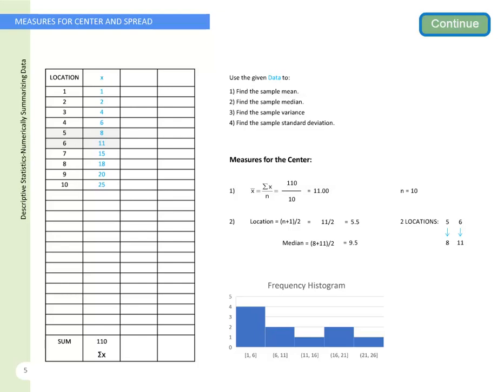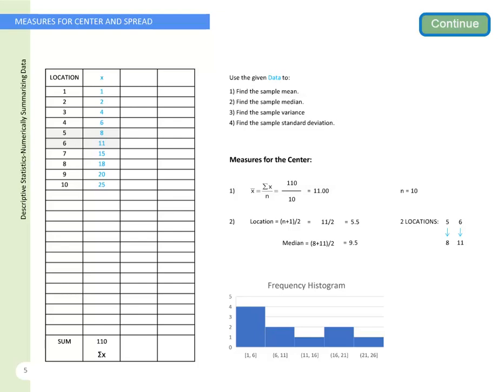The data on the table represents the number of hours dedicated to prepare for the final exam from a random group of 10 statistics students. The mean is used to measure the center of a distribution when the distribution is symmetric. The symbol used for the sample mean is X bar. To get the sample mean, add all the data values and then divide by the sample size, which in this case is 10. Therefore, the mean is equal to 11 hours.